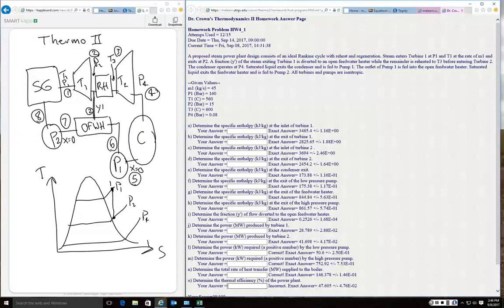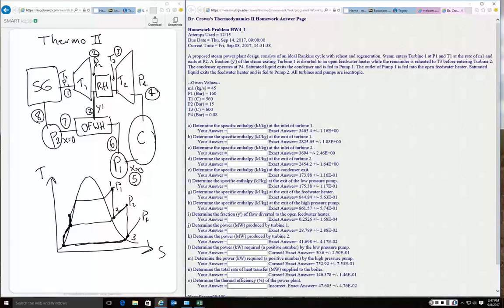And then it gets reheated to some temperature. And then it expands again in the next turbine to state 3. And then goes into the condenser, follows this constant pressure line of P4 till we get to saturated liquid. It gets pumped up to P2, which is this line here. Follows that constant pressure line, and then heats up to a saturated liquid in the open feed water heater, and then gets pumped up again, a vertical line straight up.